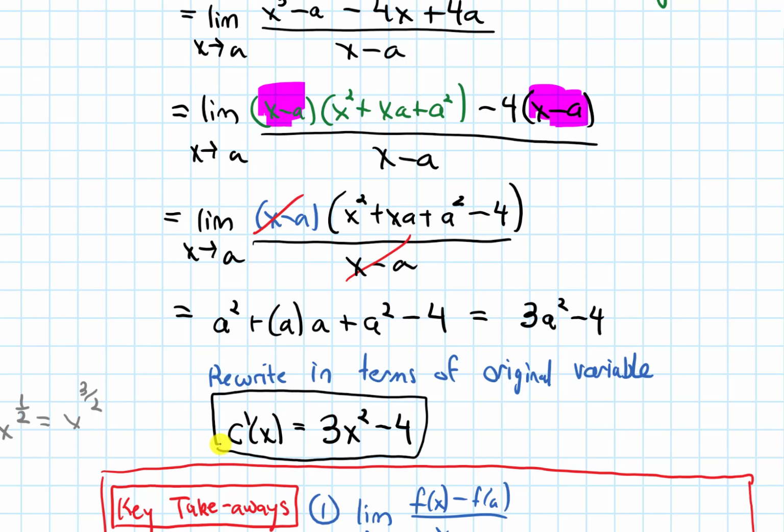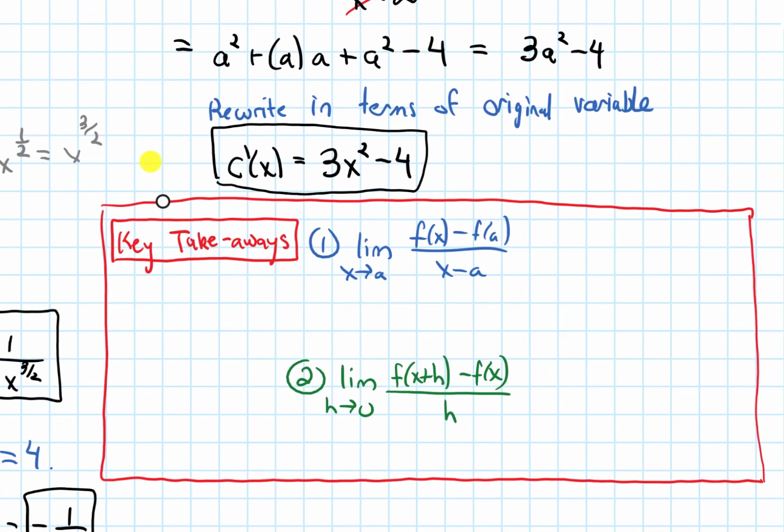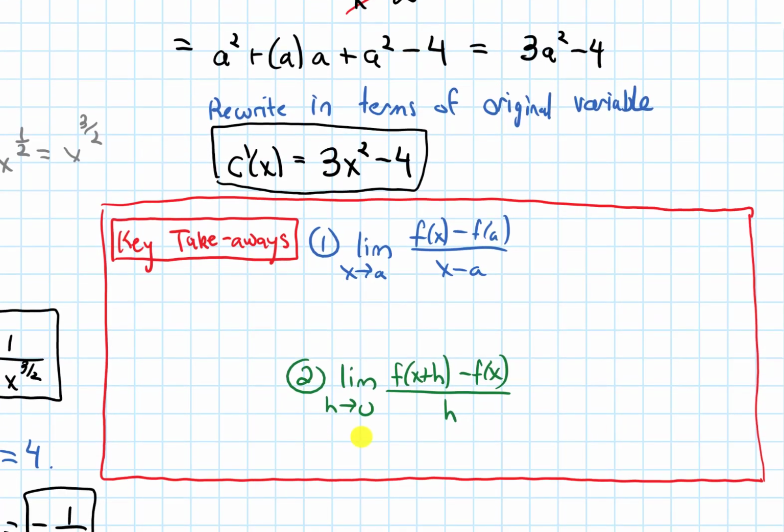So I want to end this video with some key takeaways about our two forms for the definition of the derivative. So we've done this problem that we just did using both of the forms. So we just did it as x approaches a. Earlier we did it as h approaches 0. In general, if you use the limit form as x approaches a, this typically involves more factoring, but less terms.